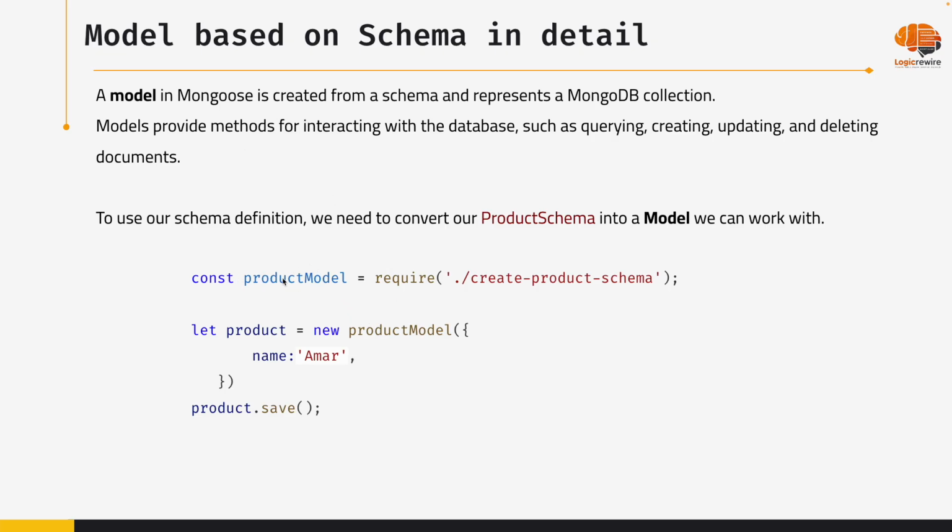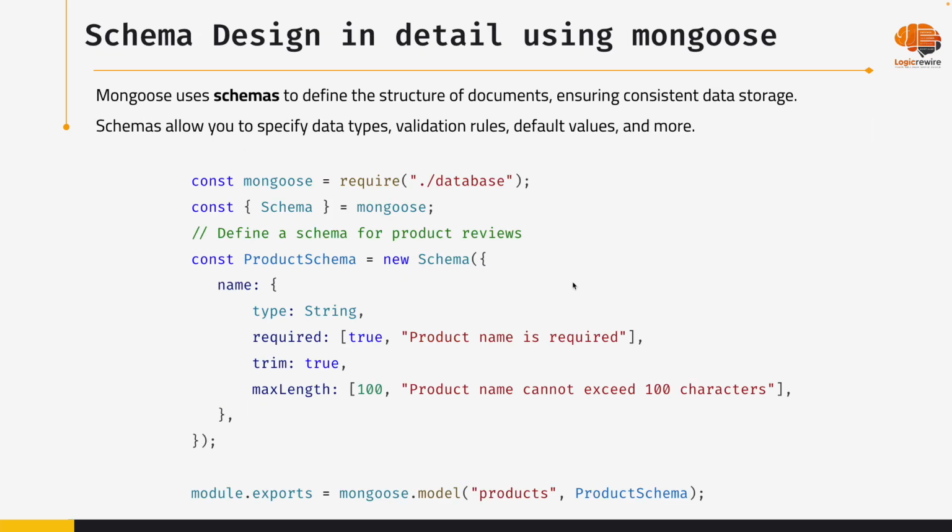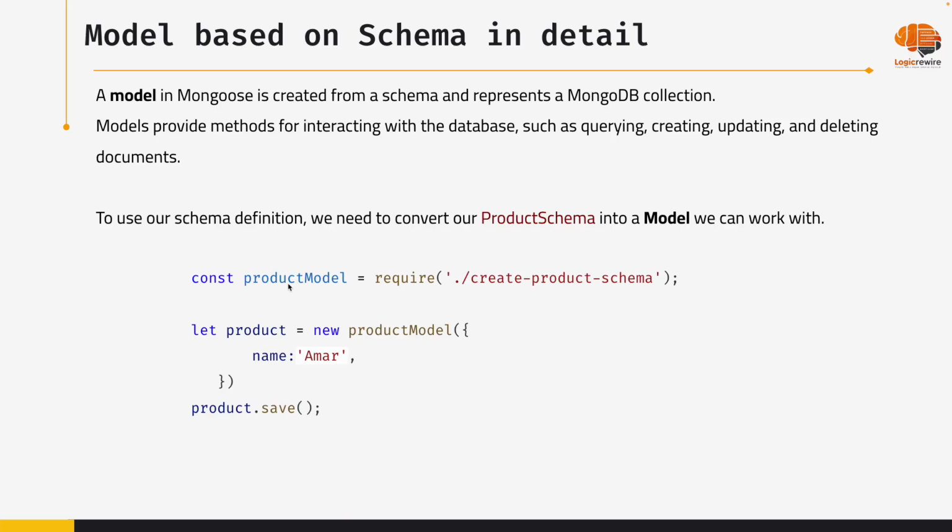Now the usage of that schema is this. So we have the product model, and we are getting the create product schema. We have exported it, right? Exported means this page we can call wherever we want to use it. Now we are calling this page and writing a new product model based on this, and we are providing actual data to the schema.